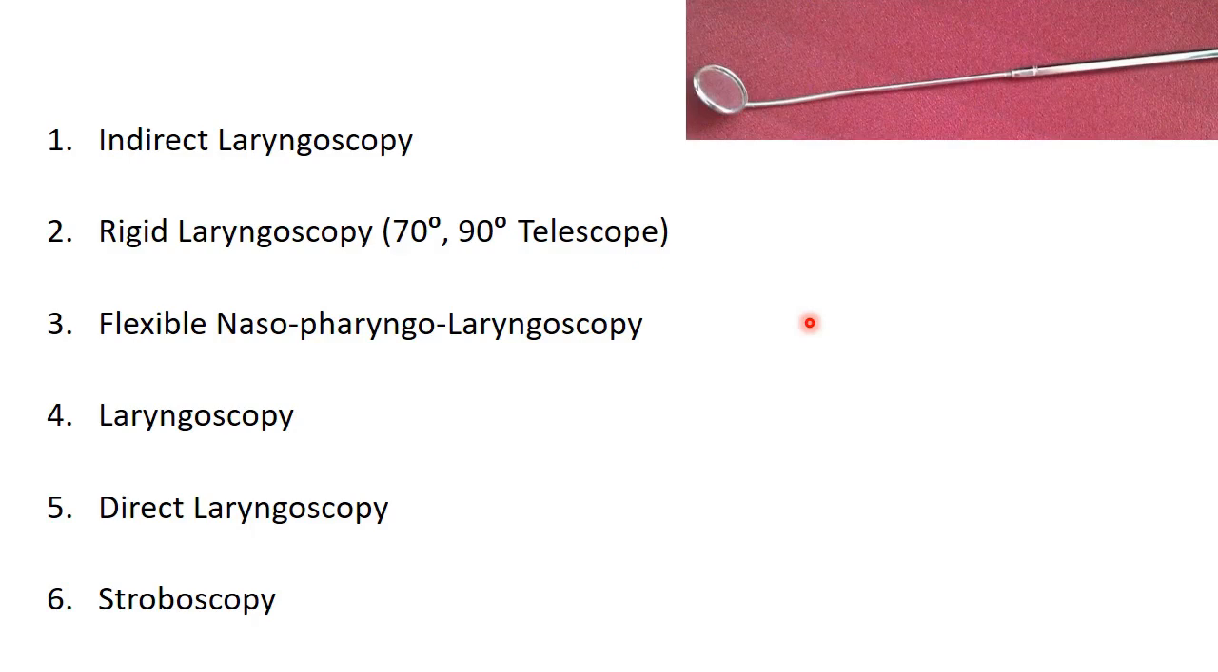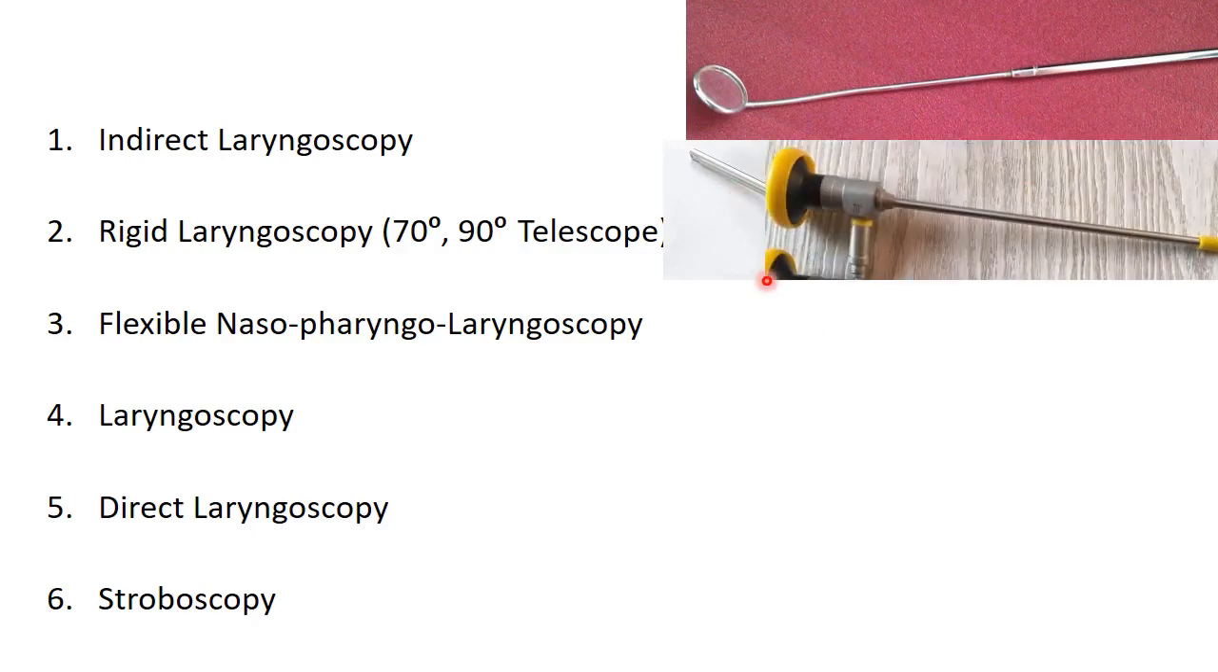The other method is the rigid laryngoscopy. So we use telescopes or sinoscopes of 70° or 90°. So this one is a true laryngoscope, a 90°, and a sinoscope with 70° or 90° can also be used for the same purpose. But these require a light source with it, so the light can go back into the throat and we can visualize. The third method is the flexible nasopharyngeal laryngoscopy.